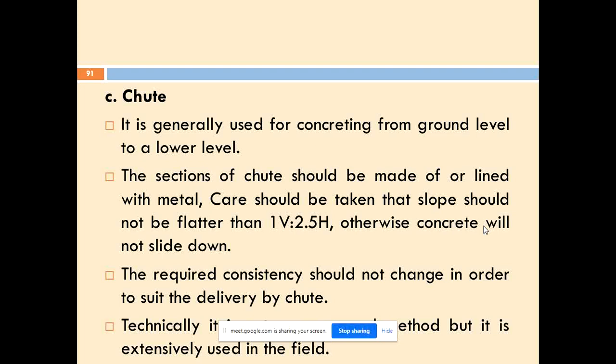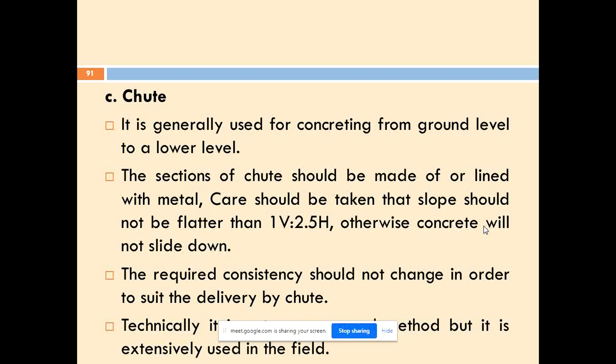Next is a chute. You saw the picture of the chute in the tilting drum type and non-tilting drum type. The layout of the chute is generally made in such a way that the slope of the chute allows the concrete to fall homogeneously, that is, the entire mass of the concrete is allowed to fall as it is. If you make a steeper slope, then all the coarse aggregate, since it has more weight, will fall first. If you make no slope, then the concrete will not flow at all.